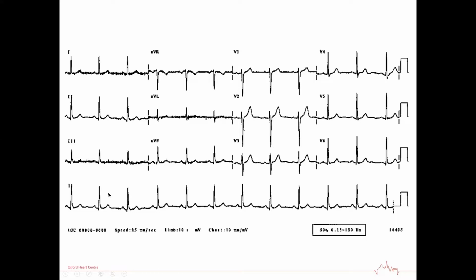The rate here is 1, 2, 3, 4, 5, 6, 7, 8, 9, 10, 11, 12 times 6, it's 72. The QRS is narrow. The next question is, are there P waves? Yes. Are there P waves with every QRS? Yes, there's 1 for every QRS. So we have a nice, simple ECG here, normal sinus rhythm. And not all are going to be as simple as that one.